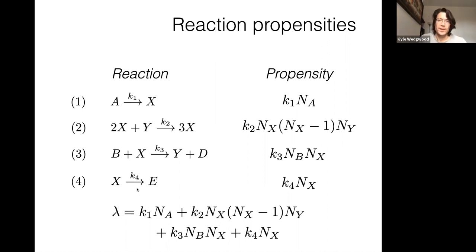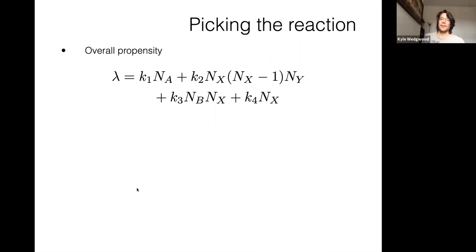Now we've got the propensity, and we can use this in the same way as before to work out when the time of our next event is going to occur, in exactly the same way. So we take minus the natural logarithm of some random number, divided by lambda. But of course, that just tells us that a reaction has occurred. And then the next obvious question is, well, which one? We need to pick it.